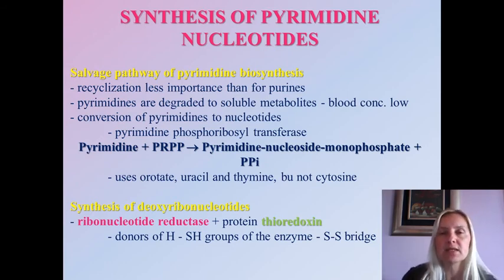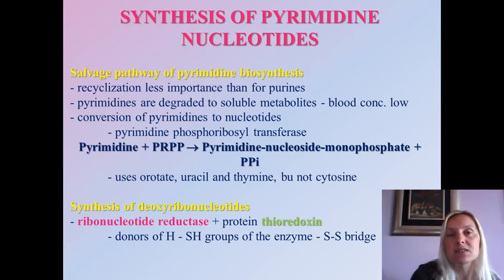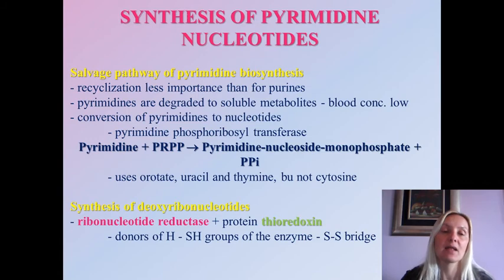Because pyrimidines are degraded, if you remember from our previous slides, to soluble metabolites, beta-alanine or beta-aminoisobutyrate, so they can be excreted from our organism, ending up in the fact that the concentration of those metabolites in blood is rather low, so the intensity of recyclization is also going to be at low levels.